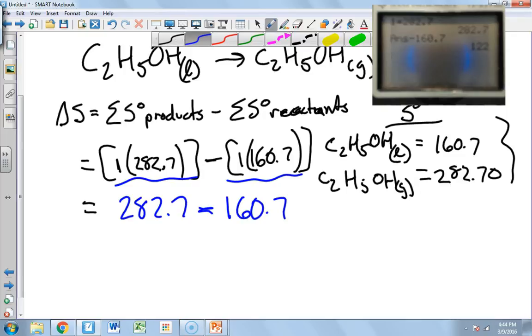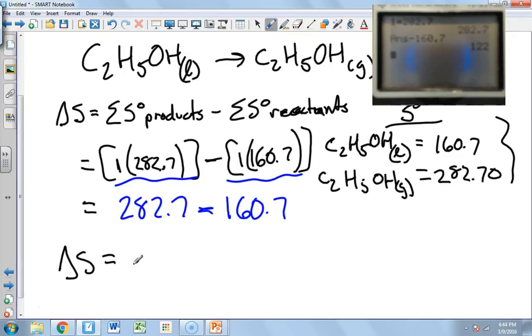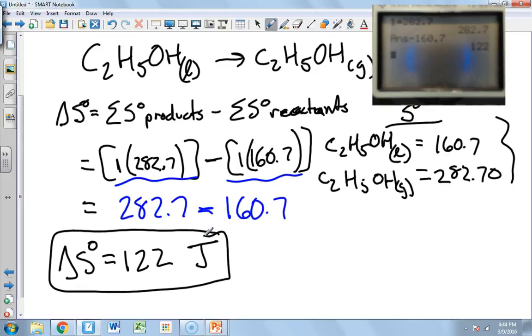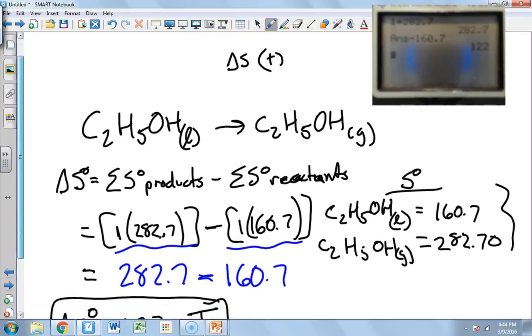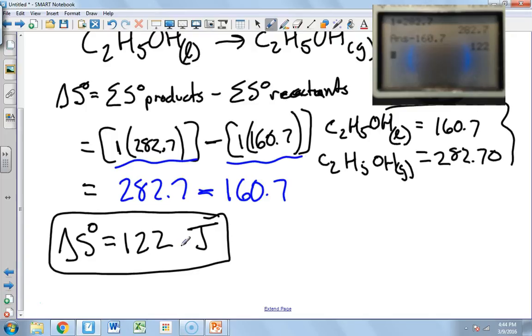So the standard delta S equals 122, and the units on this are joules, not kilojoules. Now, what did we predict the sign was going to be? The sign was going to be positive. Was the sign positive? Yep, it got definitely more random by a little bit. 122 joules is not a ton, but it's not a teeny tiny amount. So that's pretty decent. So let's look at the next problem.